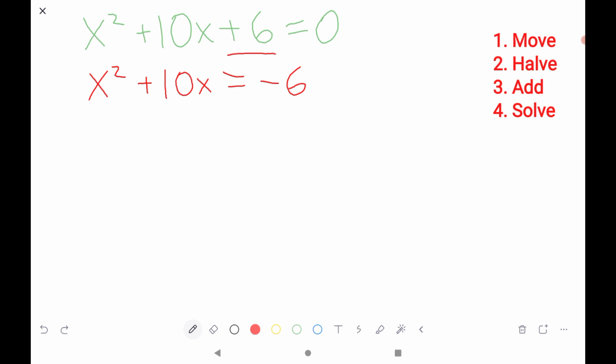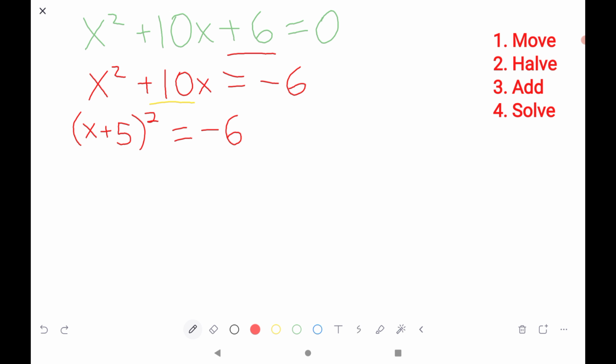Step number 2 is halve. We want to write a bracket, square the bracket, and inside we want to write x plus half of this value here. So half of 10 is 5, which means we just write x plus 5 inside the bracket. The rest of the equation remains unchanged.